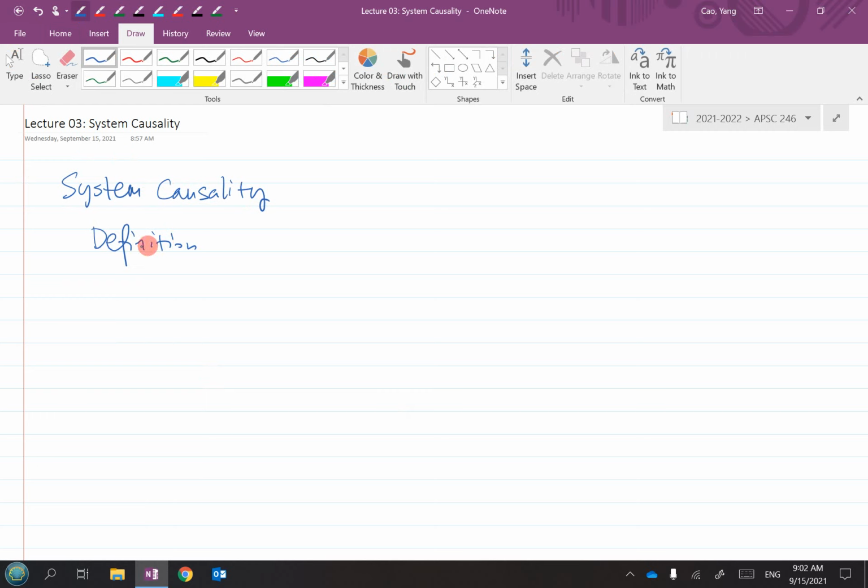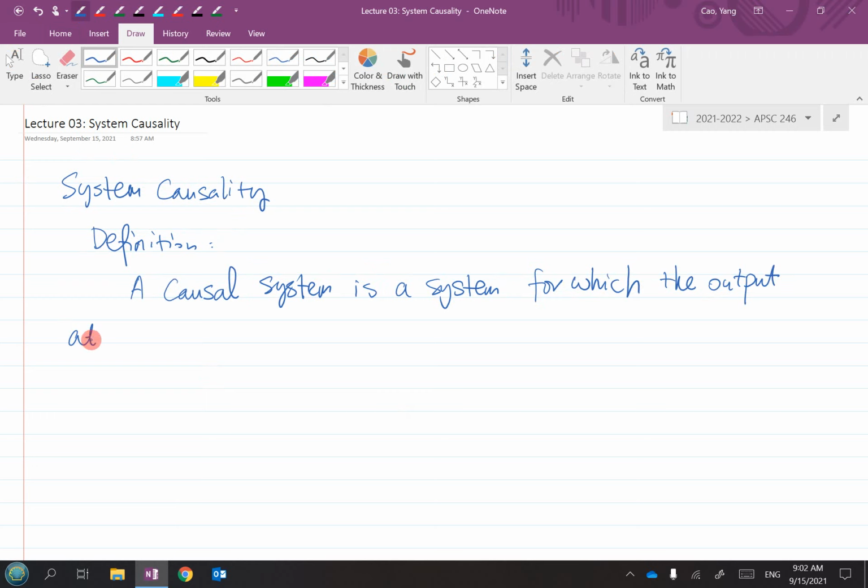First, let's present the definition. A causal system is a system for which the output at any instant t naught. So we're talking about output here.